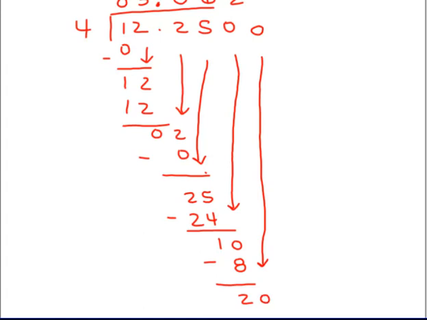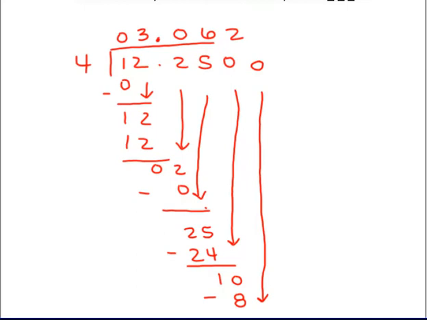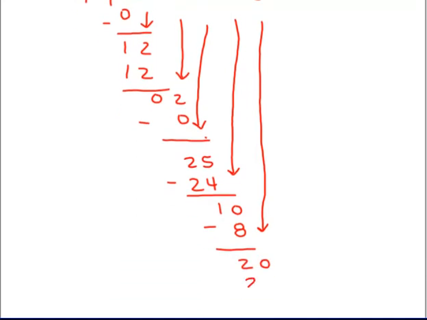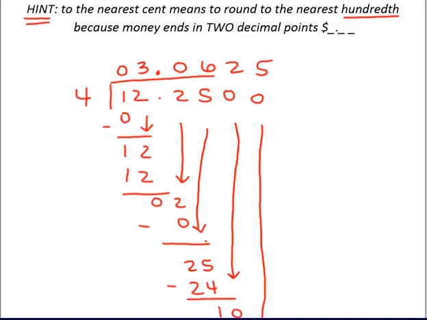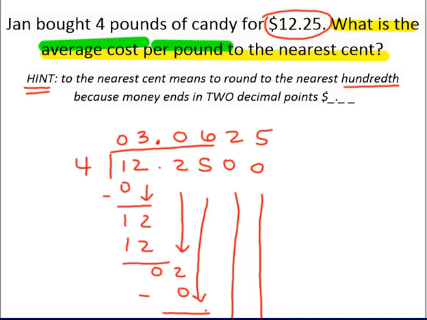And 4 goes into 20 5 times. And that goes in perfect. Now, I want to know, though, to the nearest cent. So what I got from this was 3.0625. If I round to the nearest cent, that's to the hundredth.